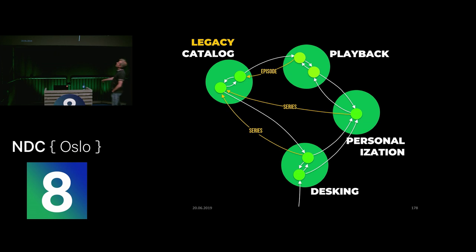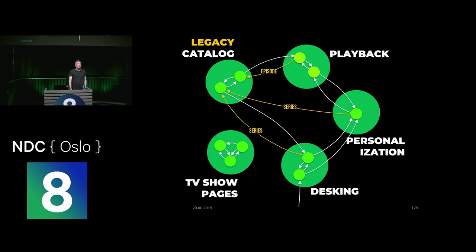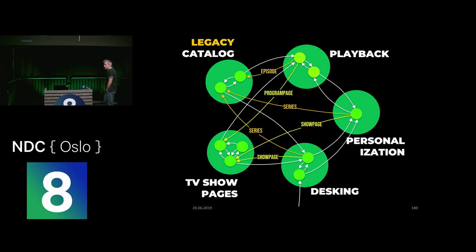Now, we have three ways to reach this context from other contexts. We have the series relation from personalization and desking, and we have the episode relation from the playback context. Now, we want to replace that with a more sophisticated, nicer in every way TV show page. How should we do that? We want to introduce ways to navigate to the alternative narrative that serves roughly the same purpose, but in a different way.